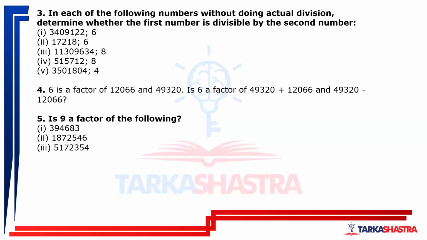So 340192, is it divisible by 6? Is it divisible by 2? Yes, it is divisible by 2. Is it divisible by 3? The digits sum as 7, 16, 17, 21, so it is divisible by 3. If a number is divisible by 2 and 3, it should be divisible by 6. For a number to be divisible by 6, again 2 and 3.